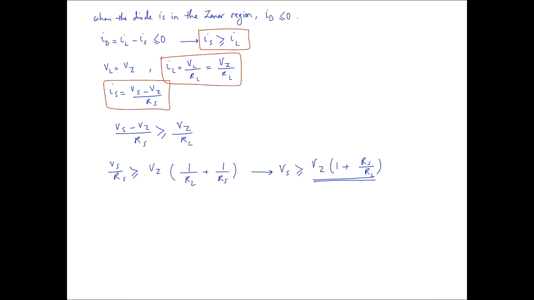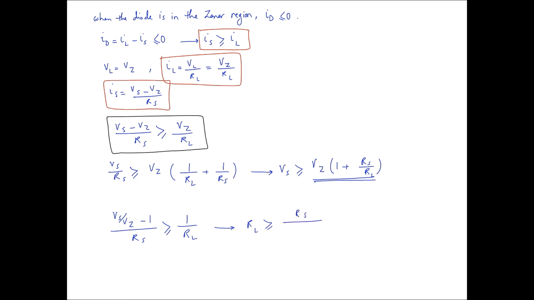We can also use this inequality that we derived to find the range of load resistances, or the range of RL values, for which the voltage across the load is going to stay at a constant value of VZ. If we do that, we can write this inequality by dividing both sides by VZ. I'm going to have VS over VZ minus 1 divided by RS is greater than or equal to 1 over RL. From there, RL is greater than or equal to RS divided by VS over VZ minus 1.